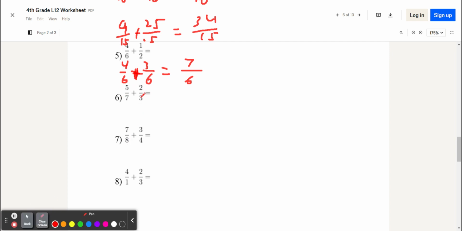Next, we have 5 sevenths plus 2/3. The common denominator will be 21. Multiply it by 3 here. So 15 over 21 plus 7 times 2 is 14, which gives us 29 over 21.